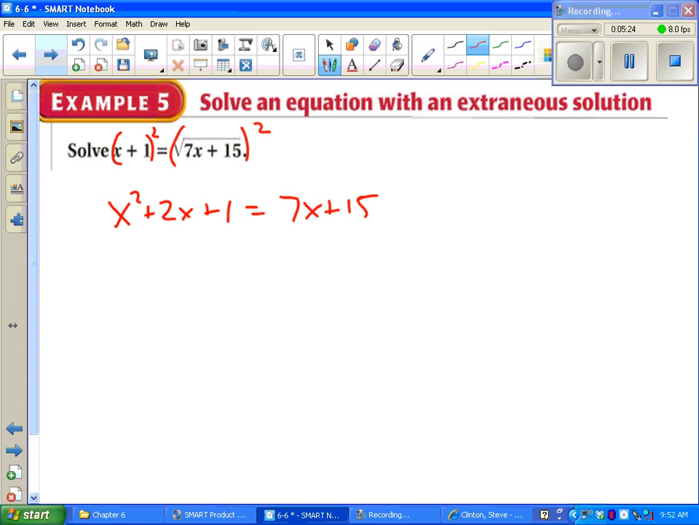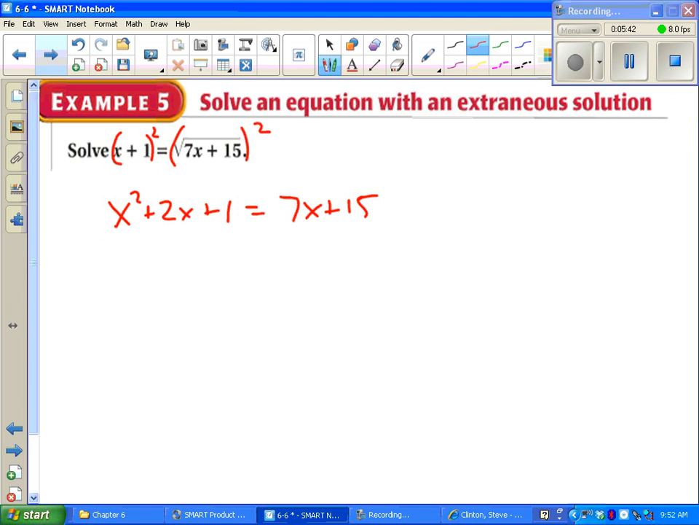And all of a sudden we have a quadratic, which is going to get us two answers. Sometimes one of those answers is extraneous, meaning it doesn't actually work. So go ahead and try to solve this quadratic on your own. And then before we check our answers, we'll check in.